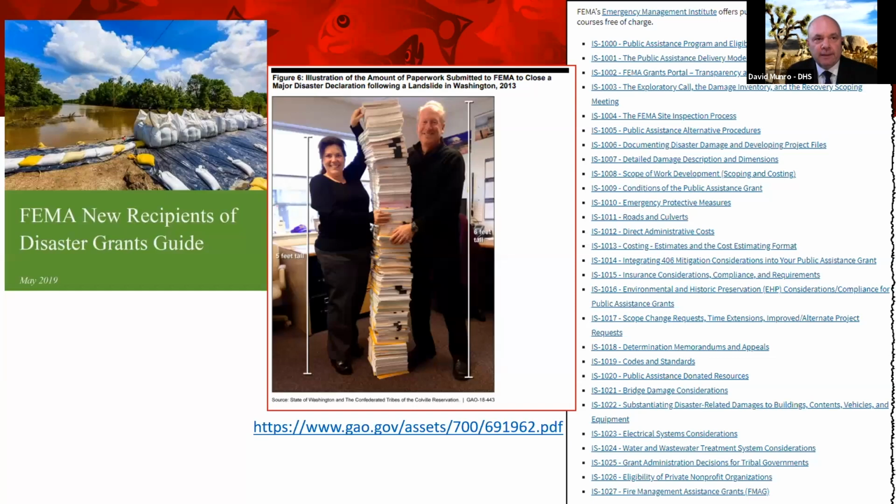And then Nelson highlighted the FEMA New Recipients Disaster Grants Guide, an important part of managing all FEMA grants, all funding passed through the Federal Emergency Management Agency. And I wanted to highlight on the right, yesterday we talked a little bit about the Federal Emergency Management Agency's Emergency Management Institute and the tribal curriculum that Katie Hurt manages, that a lot of you know. So if Katie's on, if she can put that link in the chat, that would be great.